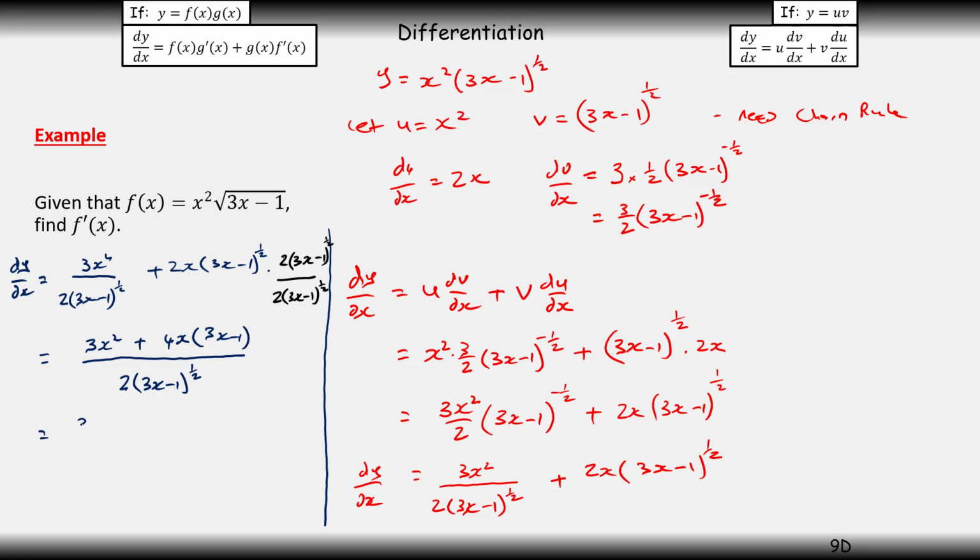Nearly there. So that's 3x squared and simplify, plus 12x squared minus 4x all over 2 brackets 3x minus 1 to the power of a half. And so 3x squared and 12x squared gives us 15x squared minus 4x all over 2 brackets 3x minus 1 to the power of a half.